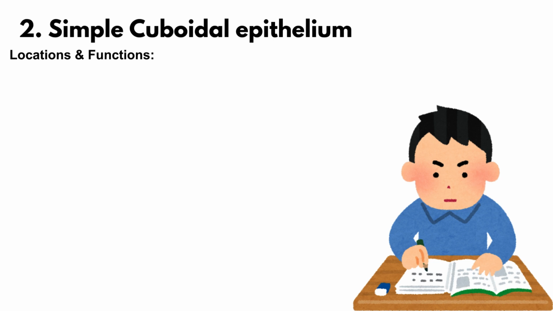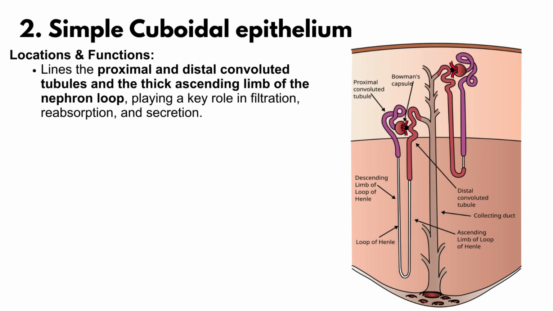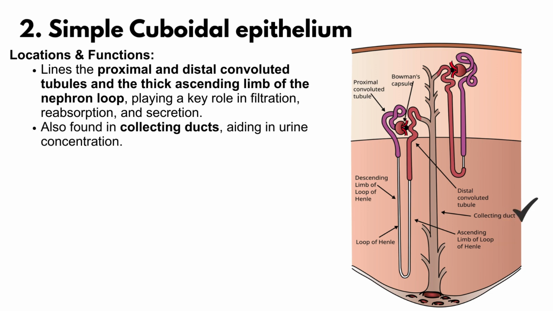Locations and functions of simple cuboidal epithelium. In the kidneys, it lines the proximal and distal convoluted tubules and the nephron loops, aiding in filtration, reabsorption, and secretion. It is also found in collecting ducts, aiding in urine concentration.